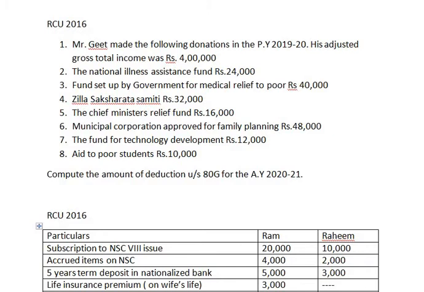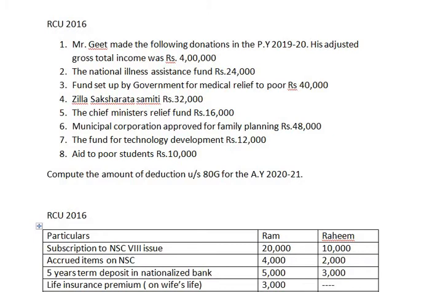Chief Minister's Relief Fund rupees 16,000. To Municipal Corporation approved for family planning rupees 48,000. And the Fund for Technology Development rupees 12,000. And the last donation is aid to poor student rupees 10,000. With this information, you are asked to compute the amount of deduction under section 80G for the assessment year 2021.